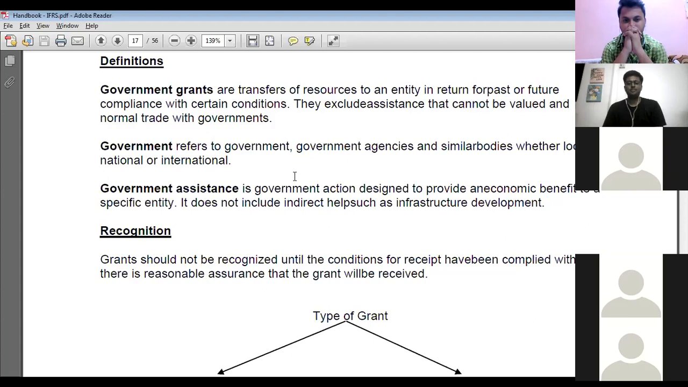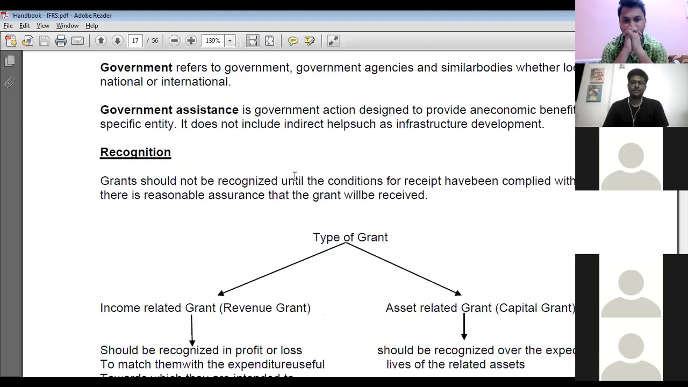Government means any government or government agency or similar bodies, whether local, national or international. It can be from the state government, or the central government, or a municipal corporation or any government body. Government assistance means a government action designed to provide an economic benefit to a specific entity. It does not include indirect help such as infrastructure development.